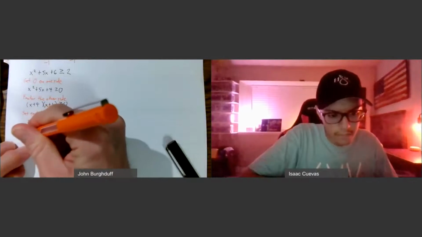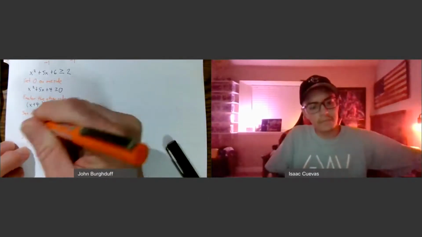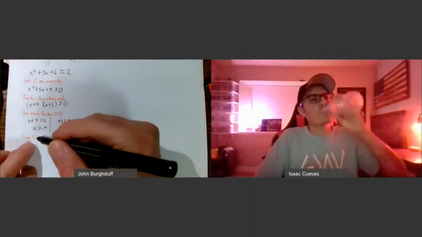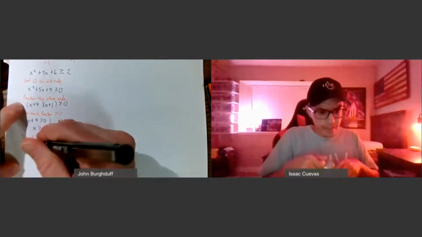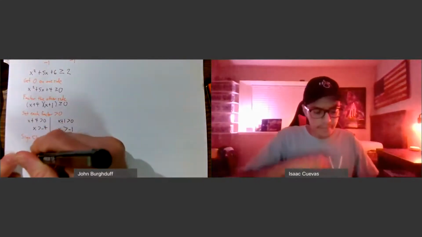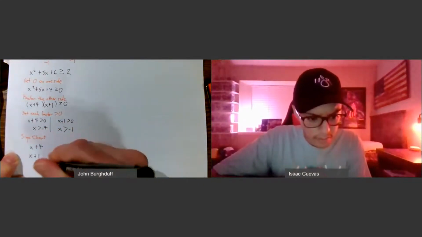You set up a sign chart. So this is going to be like the last example. It's also going to feel more comfortable because you've done it once. In your sign chart, you make a row for each factor you see. So there's a row for x plus 4 and a row for x plus 1. And you draw a number line.